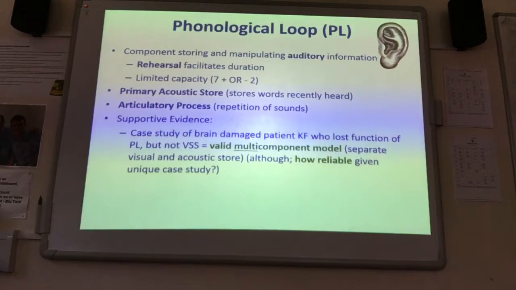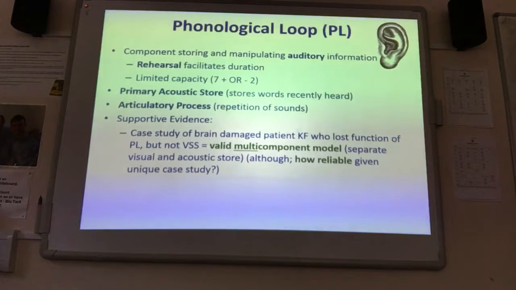Evidence that supports the existence of the phonological loop: case studies of brain damaged patients. There was particularly one of patient KF who completely lost their function of the phonological loop. They couldn't use their inner ear at all, but they had completely maintained their ability to maintain a mental image. So what does this kind of evidence suggest? Well, it confirms that we arguably have a valid multi-component model.